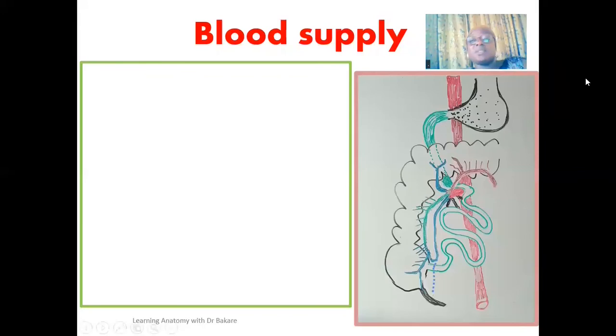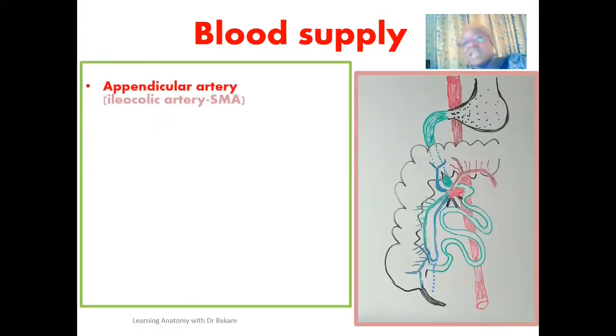So let's go to the blood supply of the appendix. The appendix is supplied by the appendicular artery. The appendicular artery is a branch of the ileocecal artery. The ileocecal artery branches from the superior mesenteric artery, and the superior mesenteric artery is a branch of the abdominal aorta. So let's see how this goes.